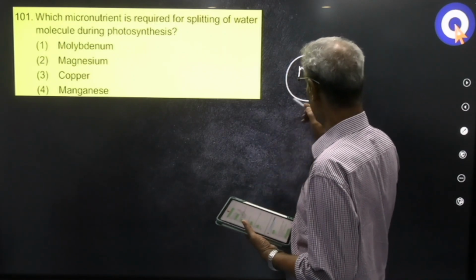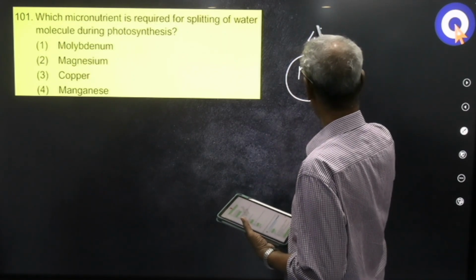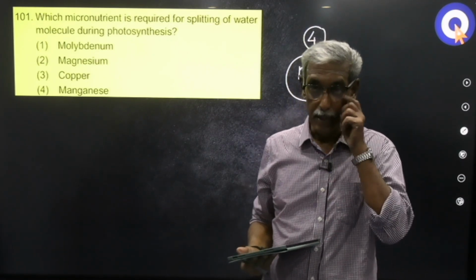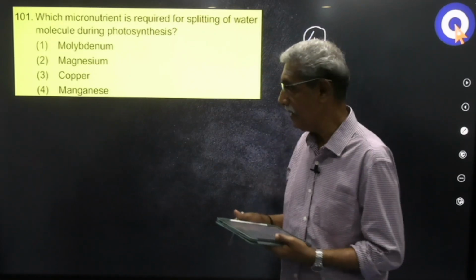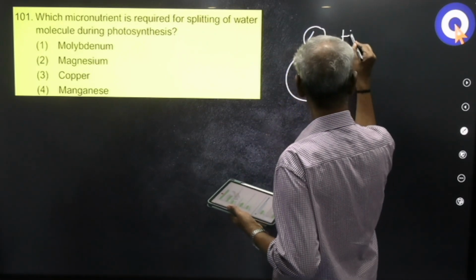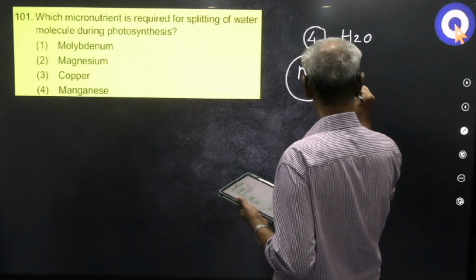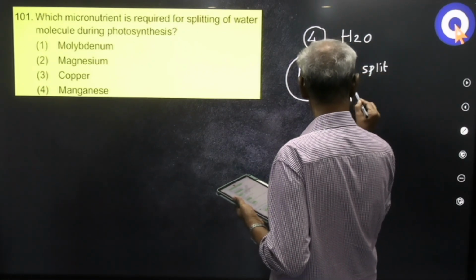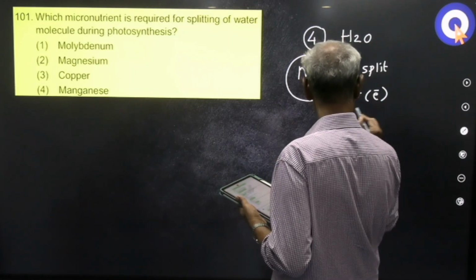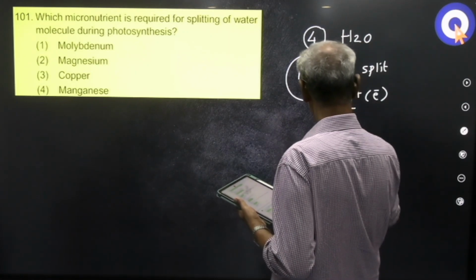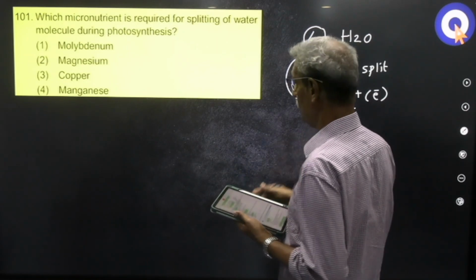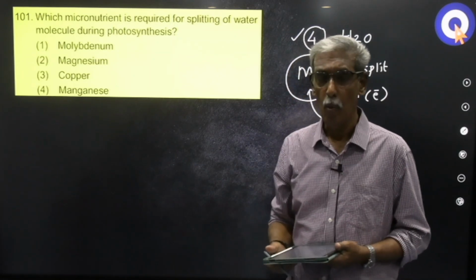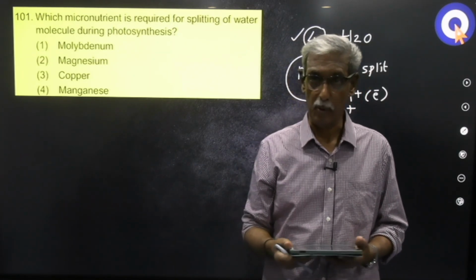So the right option is primarily 4, where manganese helps in splitting up of the water molecule to liberate oxygen as well as H plus. So water gets split, with the liberation of H plus or the electrons and oxygen, and this requires manganese as an element. So the option is 4 with relation to question number 1, which is a direct question from the textbook.